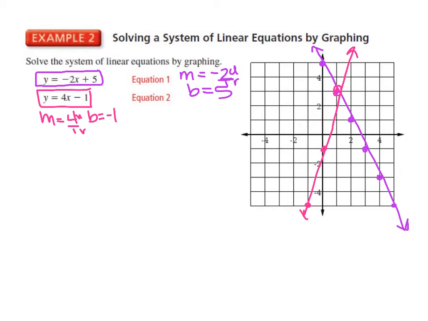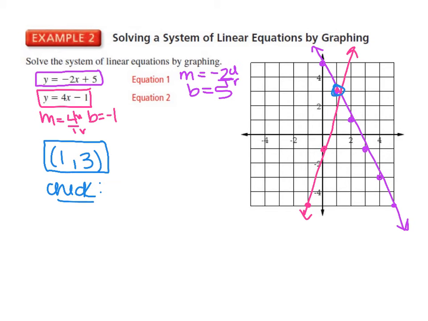The solution to my system of equations was where those two graphs intersect, right? So I can tell that they intersected at this point right here, 1, 3. So they intersected at the point 1, 3. So that would be my solution, but I'm going to check it to make sure it's correct. What if I put in 1 for x and 3 for y in both equations? It should show that they are both true.